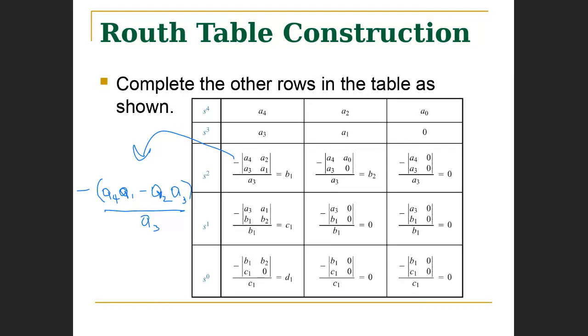All right. So what does this equate to? It just simply comes down to A2 A3 minus A4 A1 over A3. All right. So that's what it comes down to.